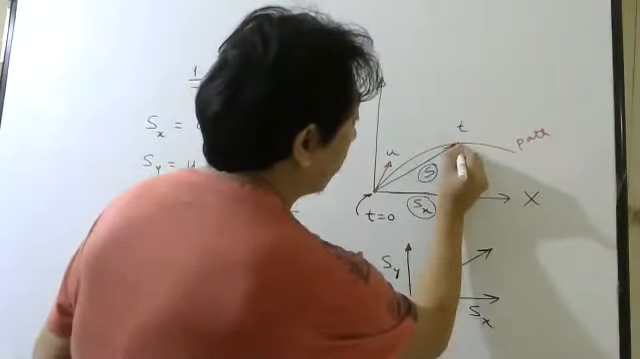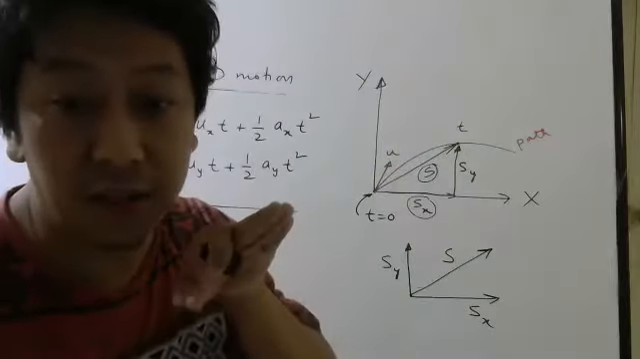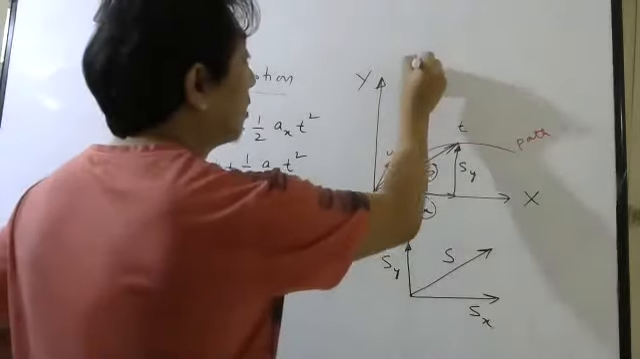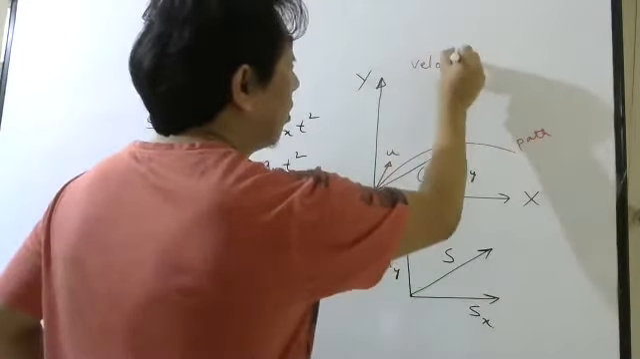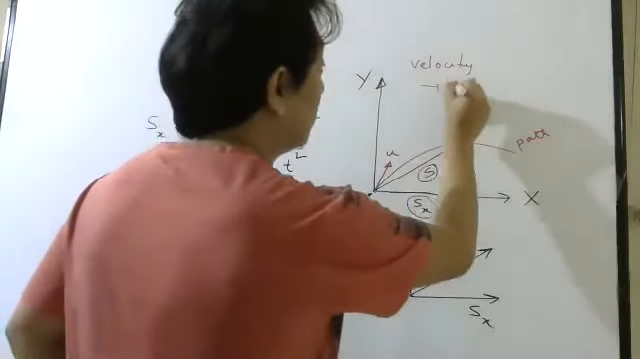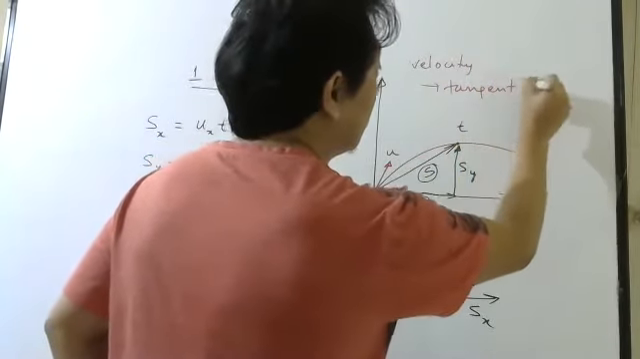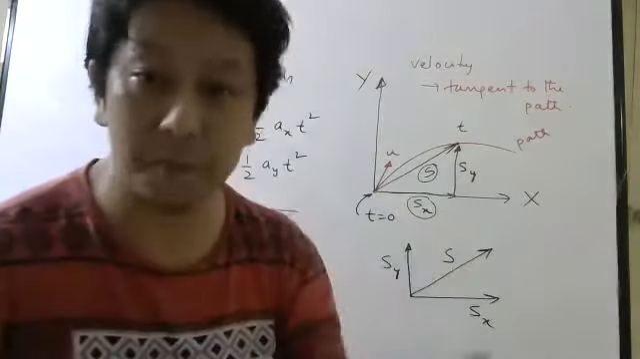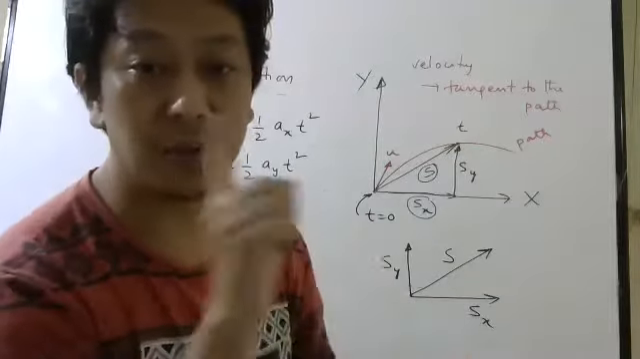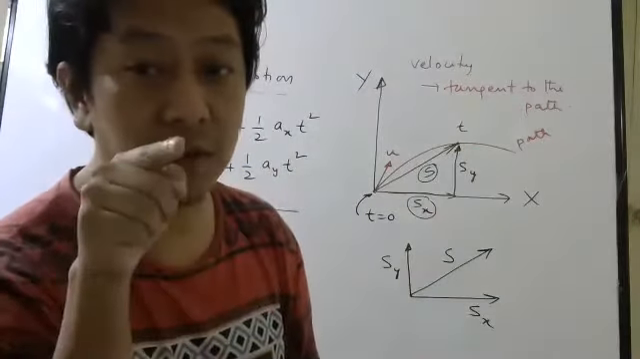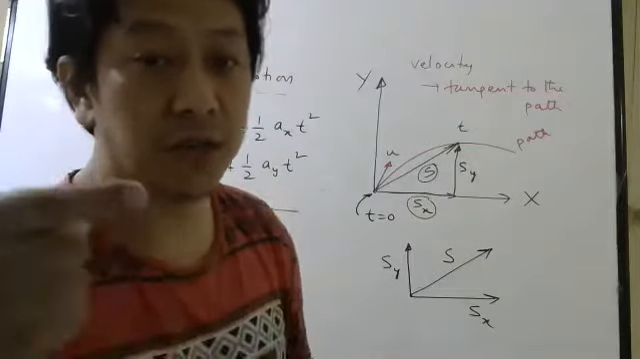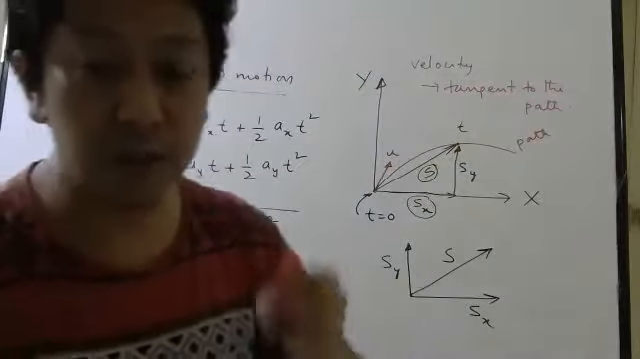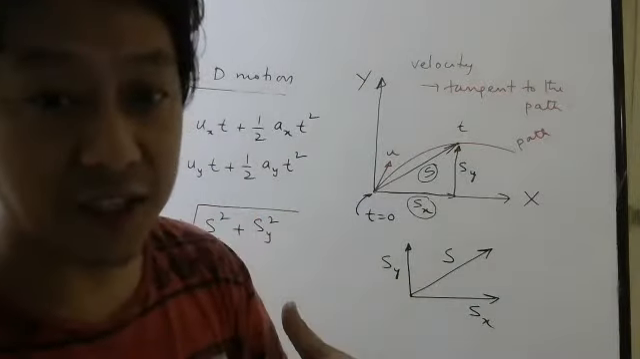Now, at this point, what will be the velocity? Velocity is always drawn by drawing a tangent to the path. Let me remind you once more. Instantaneous velocity is always tangent to the path. So first you have to find the path, then you have to draw the tangent, like in circular motion. At this point, the velocity is this side, at this point it is this side, at this point it is this side. So velocity should be found by drawing a tangent to the path.